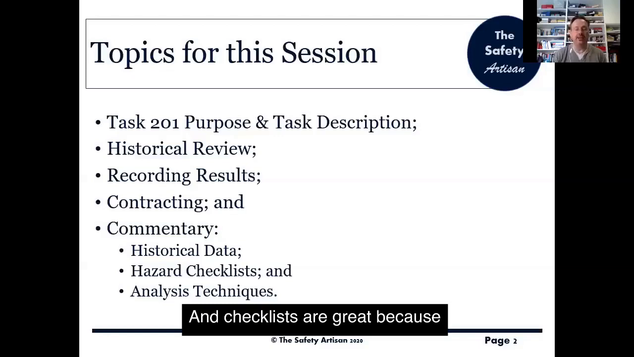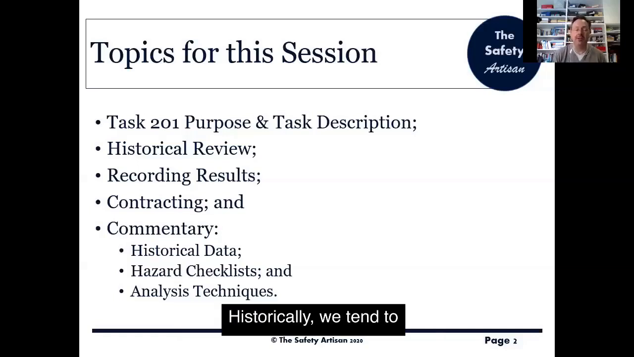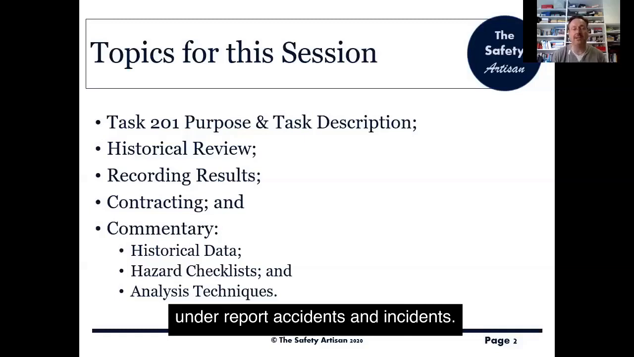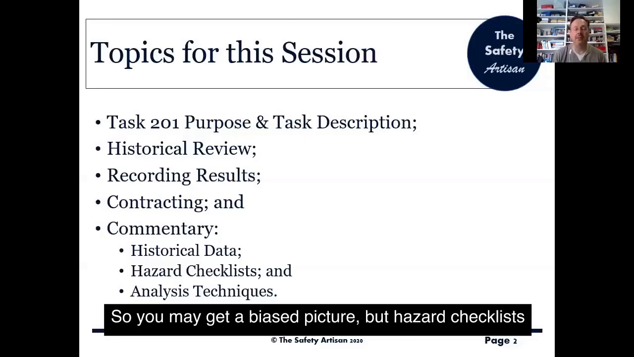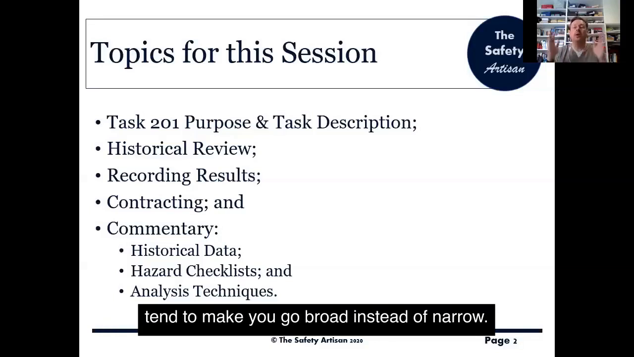And checklists are great because they complement the historical data. Your historical data might be a bit narrow, it might be a bit biased. Historically, we tend to underreport accidents and incidents, so you may get a biased picture. But hazard checklists tend to make you go broad instead of narrow.